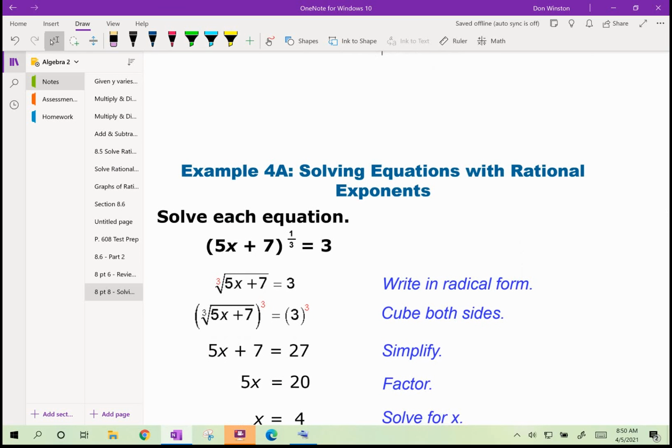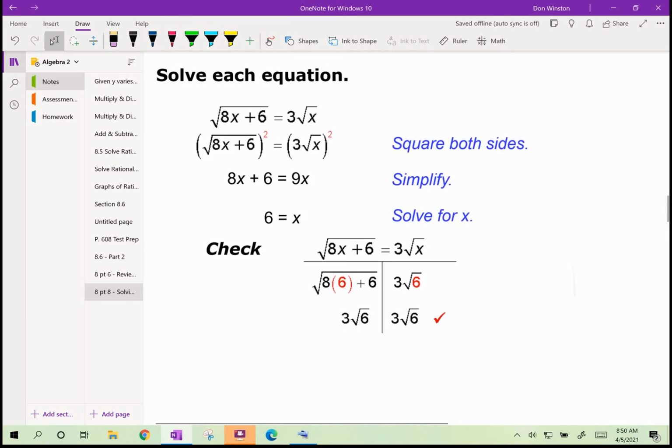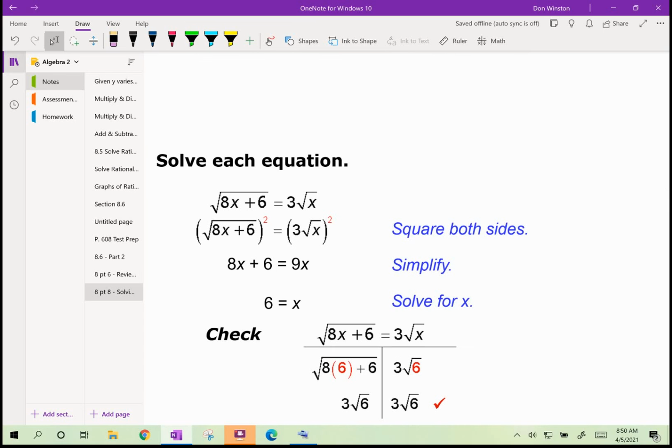Now here, rather than working with radicals, we'll be working with rational exponents. But again, working with exponents is really no different than working with radicals, because all we're doing is rewriting the radical as a rational exponent. Square root of 8x plus 6 is the same as 8x plus 6 raised to the 1/2, equals 3 times x raised to the 1/2.